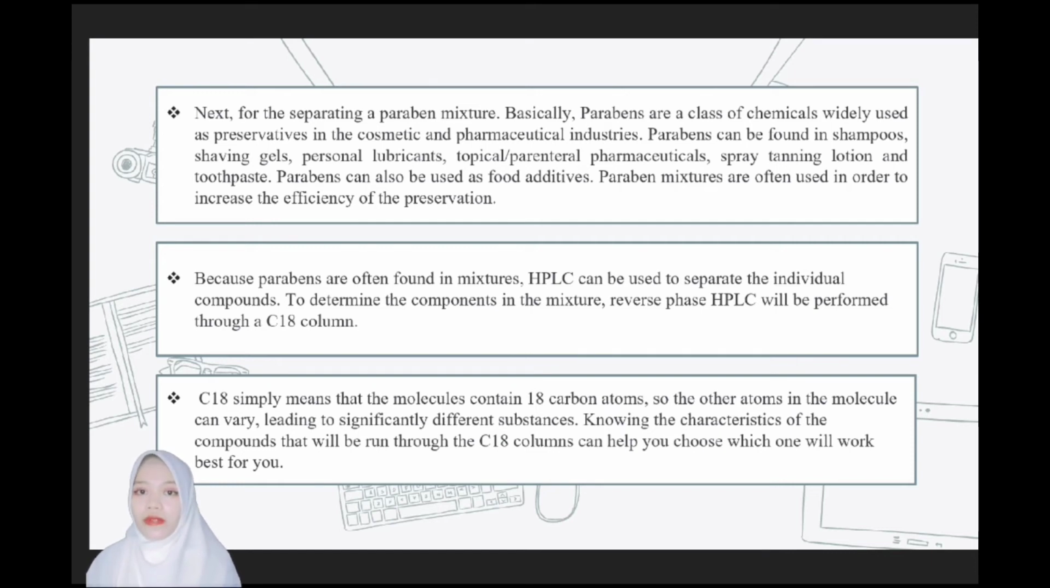Because parabens are often found in mixture, HPLC can be used to separate the individual compounds to determine the components in the mixture. Reverse phase HPLC will be performed through a C18 column. C18 can simply mean that the molecule contains 18 carbon atoms, so the other atoms in the molecule can vary, leading to significantly different substances. Knowing the characteristics of the compounds that will be run through the C18 columns can help us choose which one will work best for us.